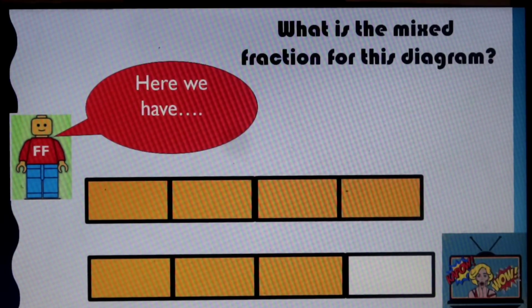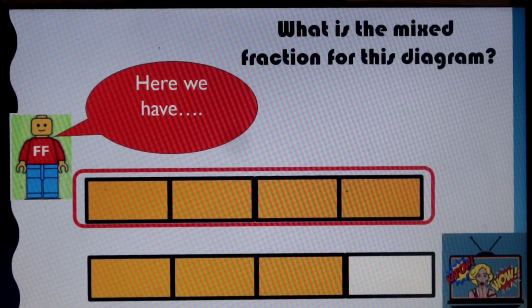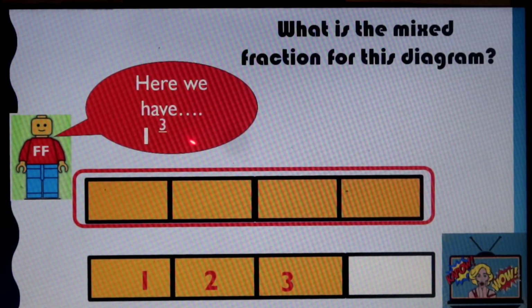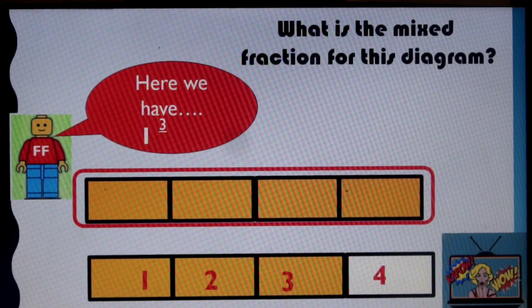What is the mixed fraction for this diagram? So we've got one here and a second one here. How many wholes have we got? Excellent. So far we have 1 whole. And how much do we have in the mixed part? 1, 2, 3. Where does that go? Yes, you're correct. That goes in the numerator. So we put that on top, 3. And how many altogether? 1, 2, 3, 4. So the answer is 1 whole and 3/4.